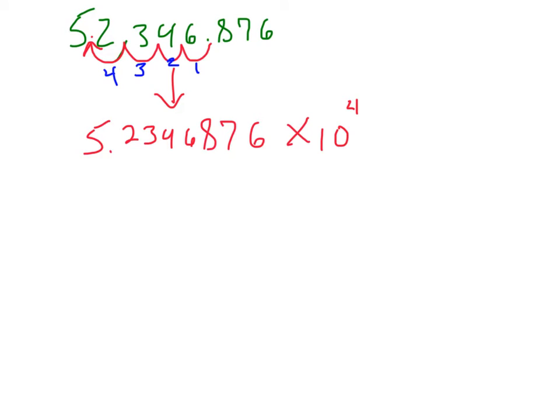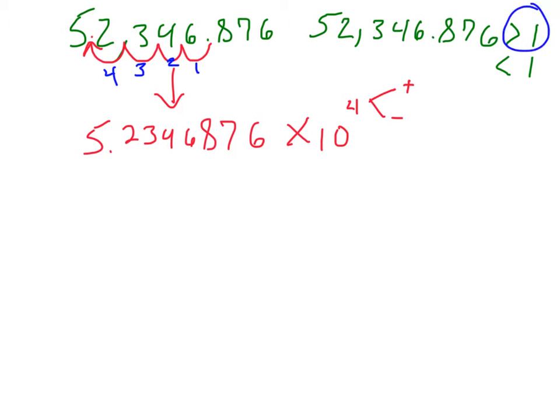Now we have to decide if that 4 is going to be a positive or a negative 4. So we'll look at that original number again. I'll put it over here so it's kind of cleaned up a little bit. Is this original number greater than 1, or is it less than 1? Okay, so obviously this is greater than 1, which means we're going to have a positive exponent. Okay, so our final answer here for this number in scientific notation would be this.